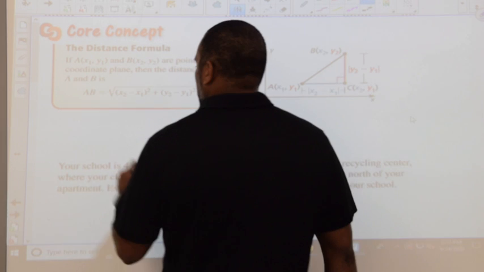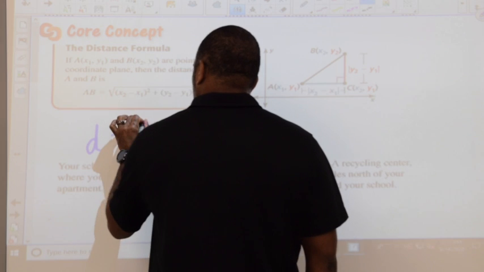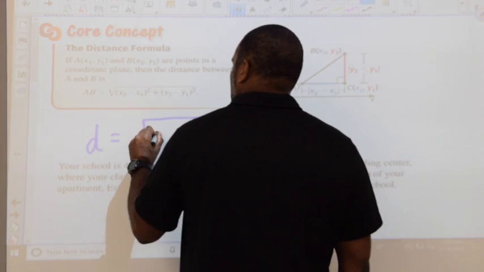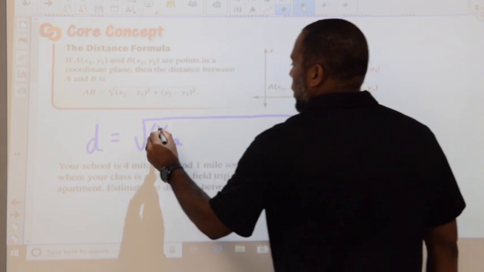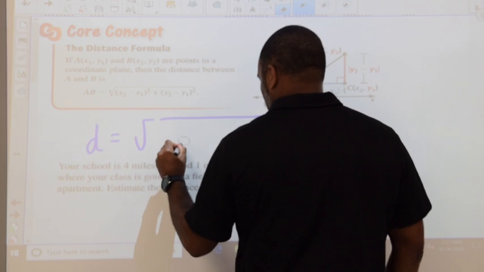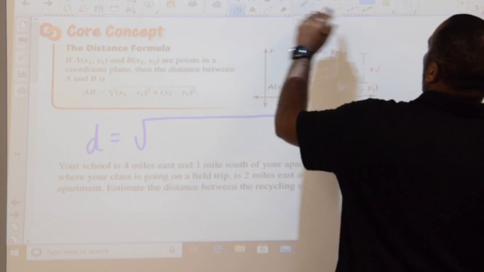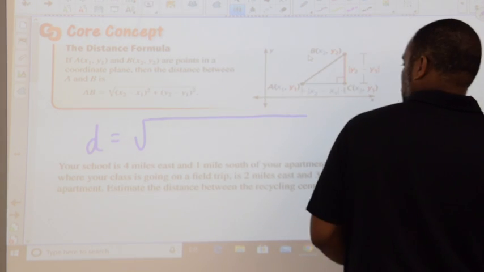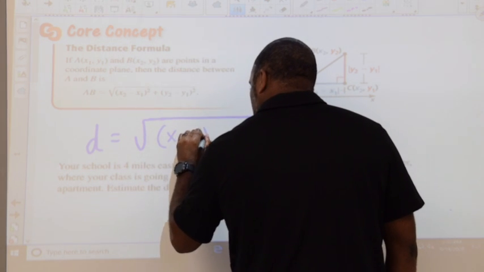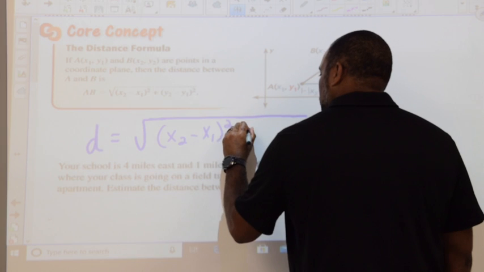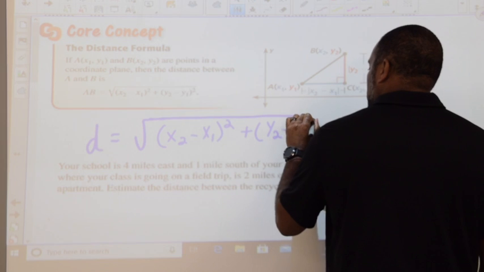So then the distance formula, and I'll write it as this: D is equal to the square root of x2 minus x1 squared plus y2 minus y1 squared.